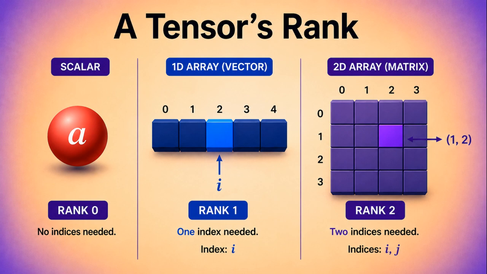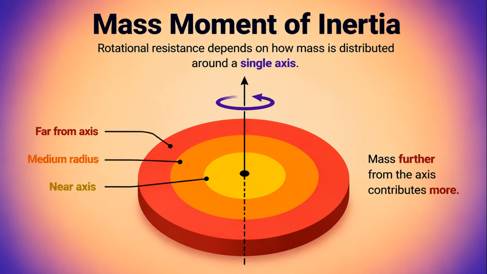The simplest model that captures rotational resistance is the mass moment of inertia. This represents the distribution of matter around a single axis, which determines how resistant to rotational motion the body is around that axis. It can be stored in a single float, which is a rank 0 tensor. This representation is used in 2D physics engines.